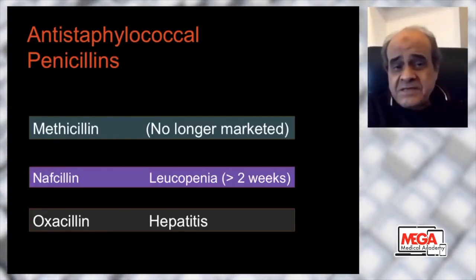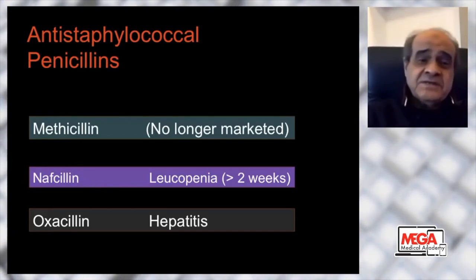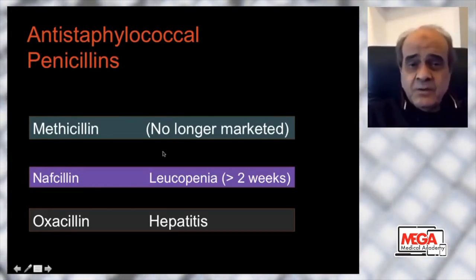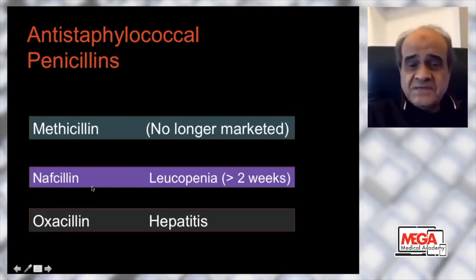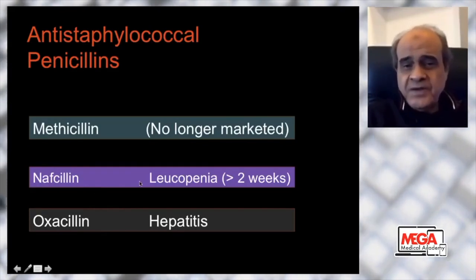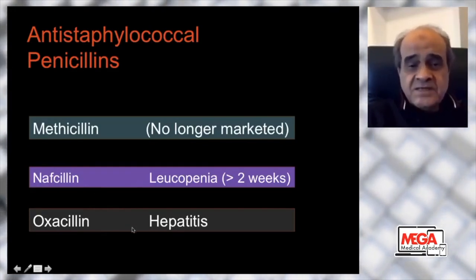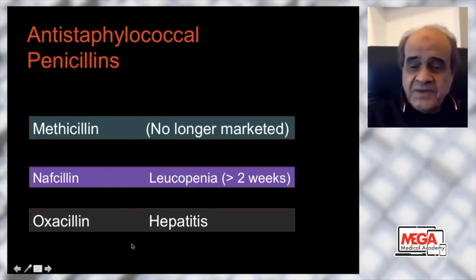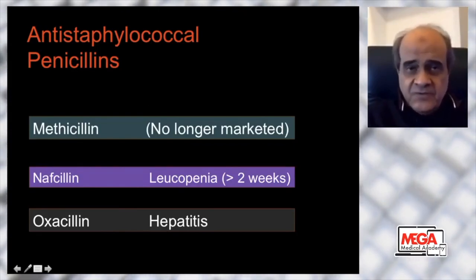Anti-staphylococcal penicillins, let me remind you. There is amoxicillin, which is no longer marketed now. Amoxicillin may cause leukopenia during long use. Oxacillin may also cause hepatitis if used for a prolonged time.